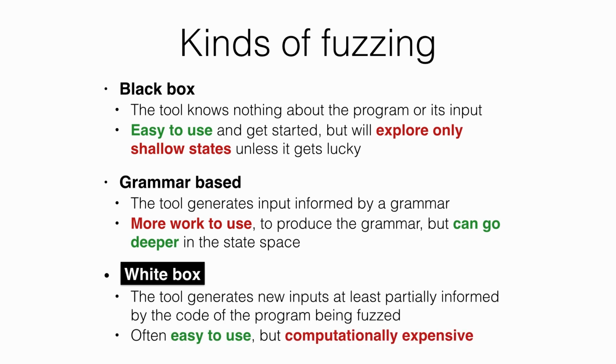The last kind of fuzzer is a white box fuzzer. In this case, the tool generates new inputs at least partially informed by the code of the target program itself. Now, these tools are often easy to use because the fuzzing tool itself is able to look at the code and decide what inputs to generate to go to different parts of that target program's code. But as a result, they can be computationally expensive because they'll involve things like theorem provers.